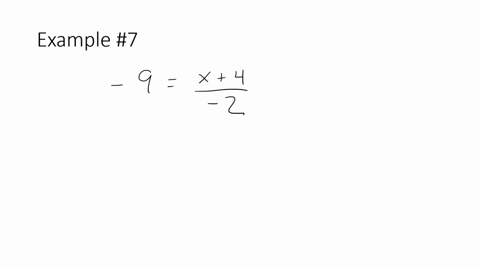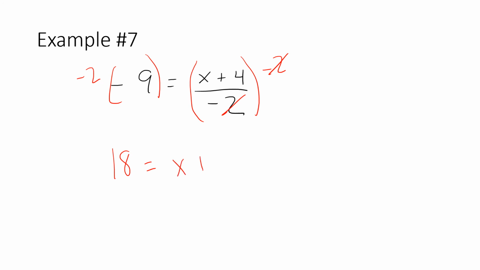One more example of a fraction on the whole side. If you notice, the right side is an entire fraction. So when the whole side is a fraction, I'm going to multiply it by the denominator, in this case, -2, on both the left and the right side. On the left, -2 times -9 is 18. On the right, the denominator cancels, and I'm just left with x plus 4.